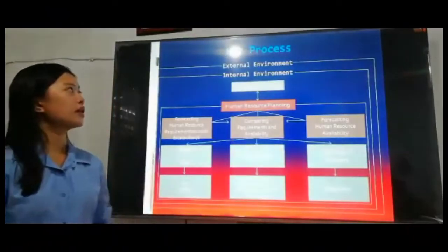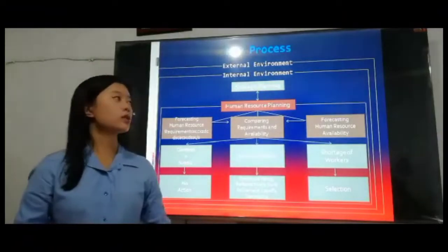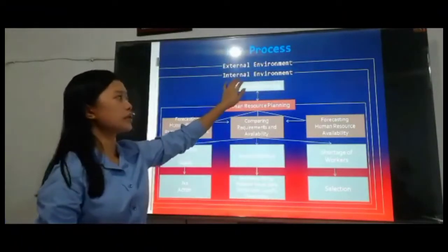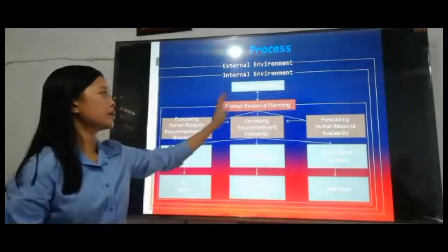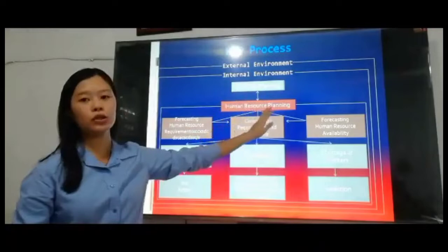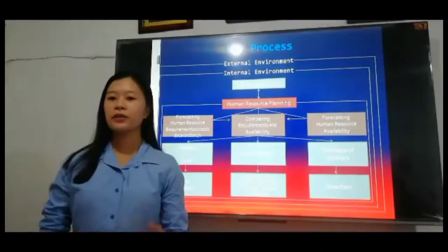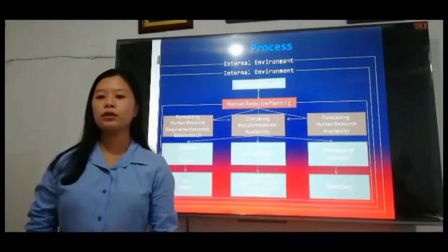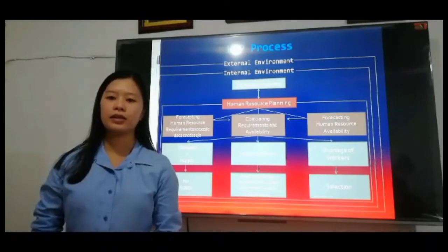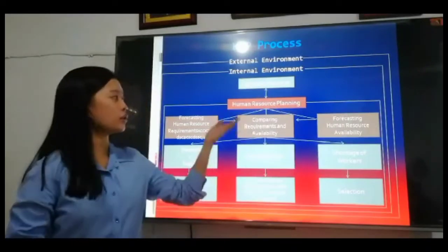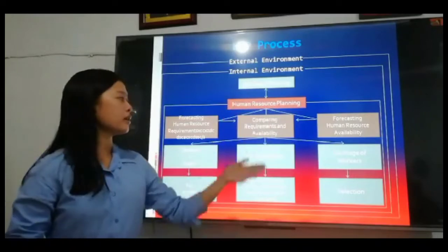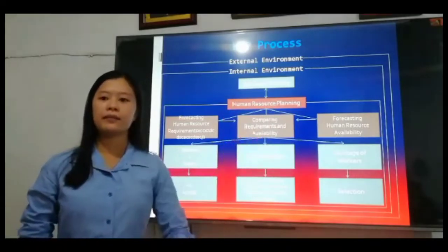Next, we have the human resource planning process illustration. This is the external environment and this one is the internal environment. We can see in the illustration that strategic planning precedes human resource planning. Specific quantitative and qualitative human resource plans are determined from the organizational plans. Note that in our illustration, human resource planning has two components, which are requirements and availability.